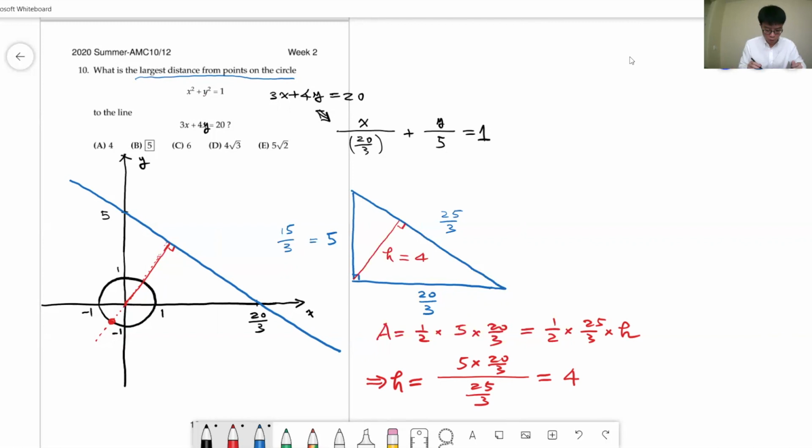And then the farthest distance is just h plus 1, where 1 is the radius. So this is a 4, but we want to solve this distance, right? We want to solve this distance, which is 4 plus 1, which is 5. So the answer is 5. Okay, that's the answer.